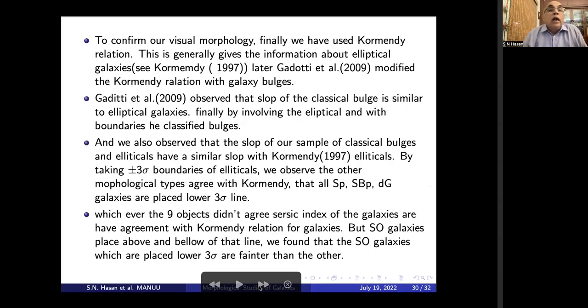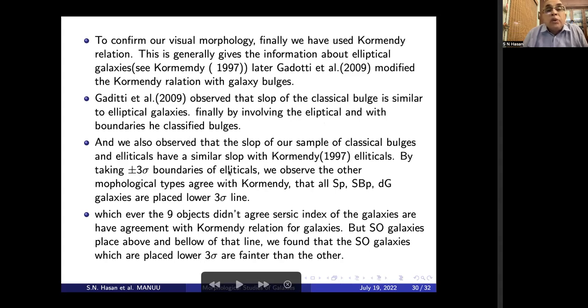To confirm our visual morphology, finally we use the Kormendy relationship. This gives the information about elliptical galaxies and the modified Kormendy relation with galaxy bulges. Gadotti in 2009 observed that the slope of the classical bulge is similar to elliptical galaxies. Finally, by involving the ellipticals and with boundaries, he classified the bulges. And we also observed that the slope of a sample of classical bulges and ellipticals have a similar slope with Kormendy ellipticals.